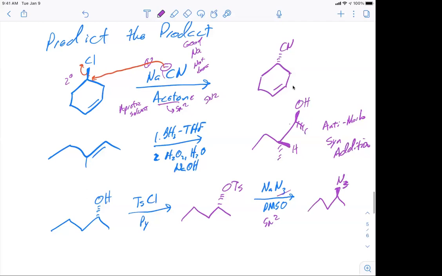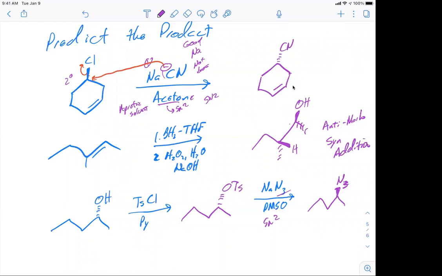You know if something is syn or anti if the two groups are adding. So in a carbocation, there is neither. It's not anti or syn because you can have both. So you could say it's both syn and anti in a carbocation mechanism. But if it's not a carbocation, then are we adding both groups to the same side, or are we adding them to the opposite sides?